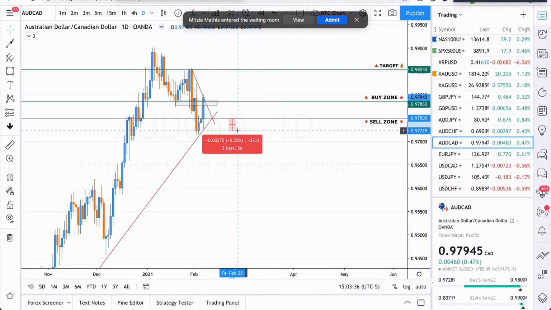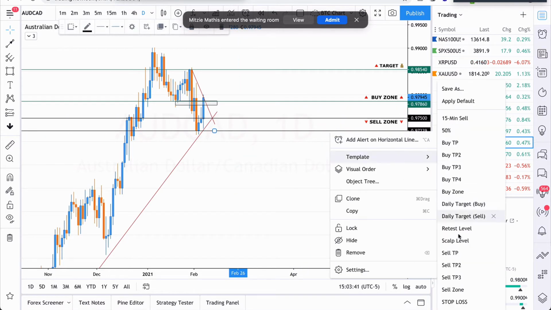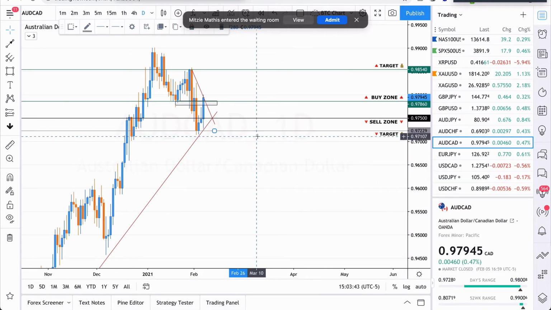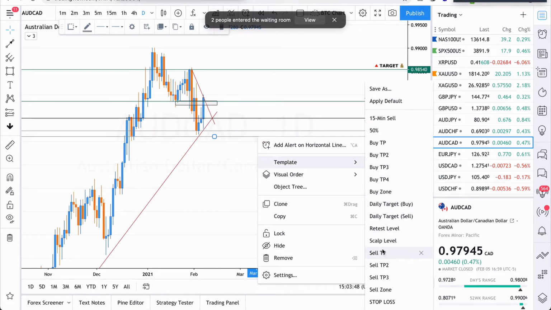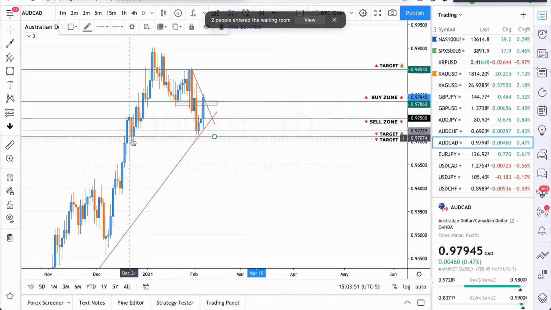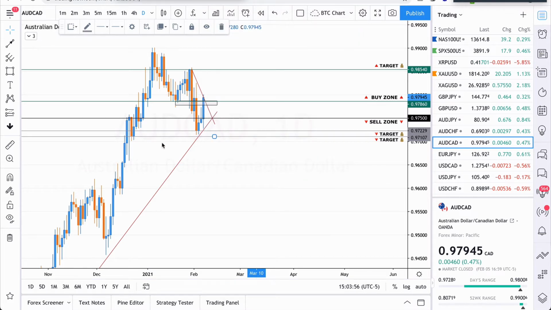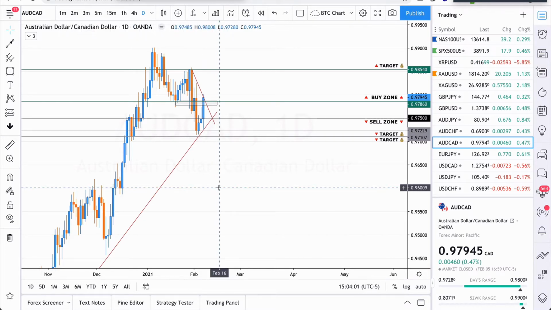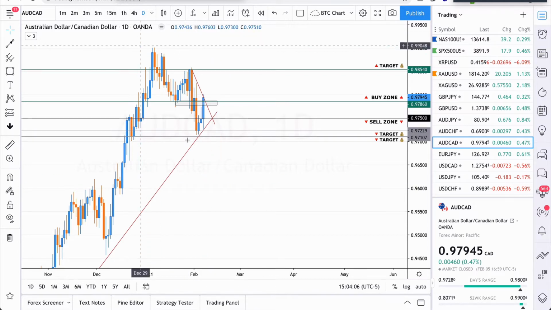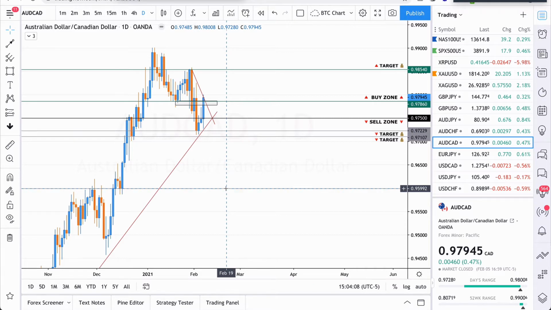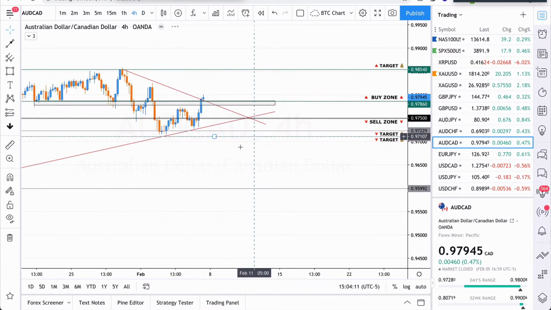First target, 27. Second target. Notice I'm targeting doubles. If it breaks below here, you can ride this thing all the way to here. But instead of being greedy, let me mark it and let's drop down to see what we can get out of it.